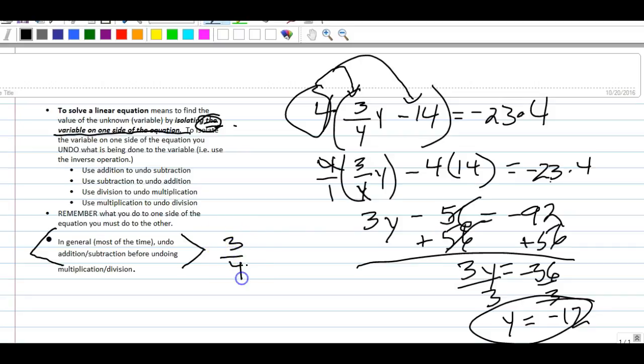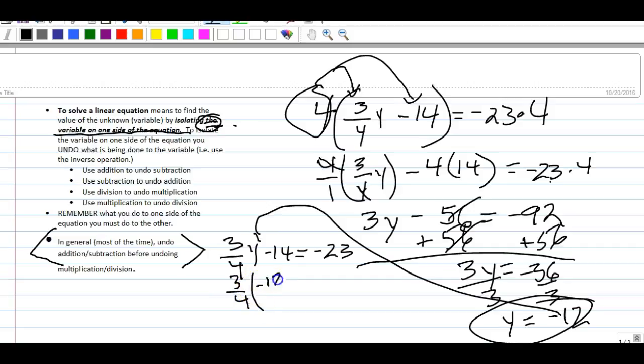So I have 3/4 times y minus 14 is equal to negative 23. That was our original equation. So I'm going to substitute negative 12 in for y. So that's 3/4 times negative 12 over 1. Subtract 14 should equal negative 23. Now this is not negative 12 over negative 1, because if it were negative 12 over negative 1, it would be positive 12 and not negative 12.